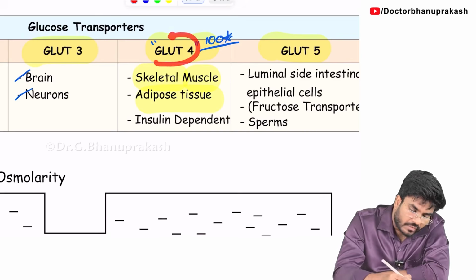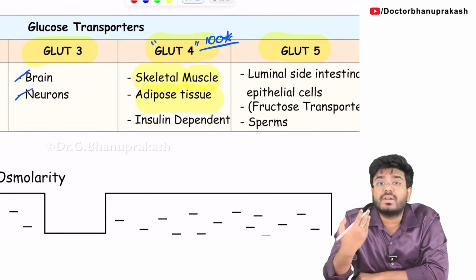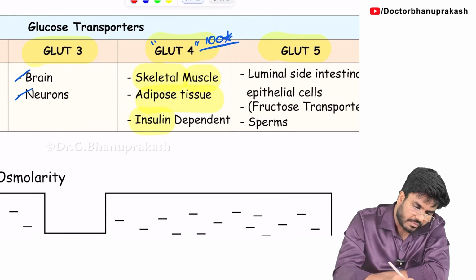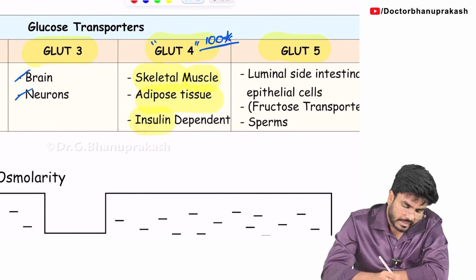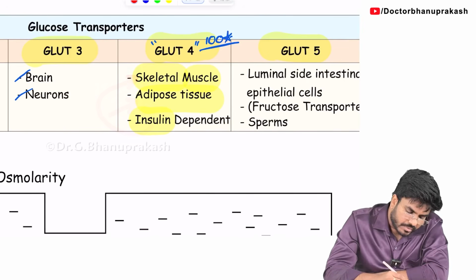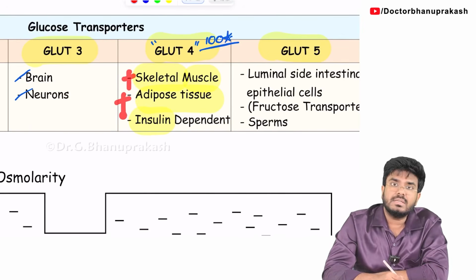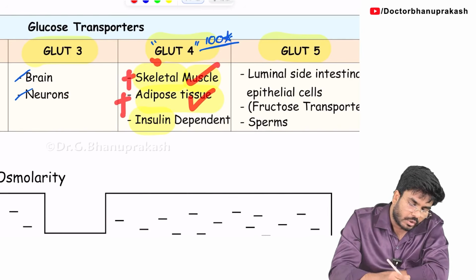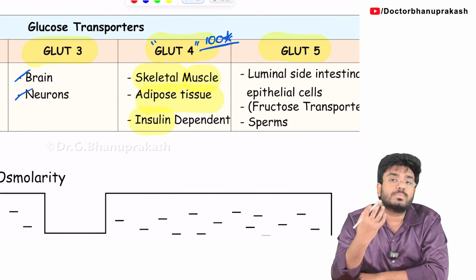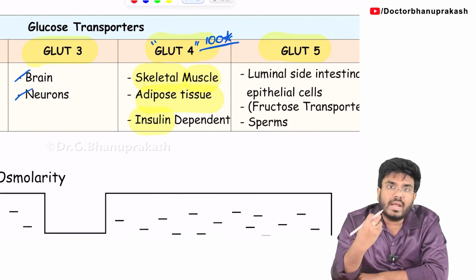But the expression of GLUT4, the production of GLUT4, is dependent on a hormone called insulin. Whenever there is insulin, insulin will act on skeletal muscles and adipose tissue. Whenever insulin is stimulating these adipocytes and skeletal muscles, they produce glucose transporter type 4. With the help of glucose transporter type 4, they will uptake the glucose into the cells.